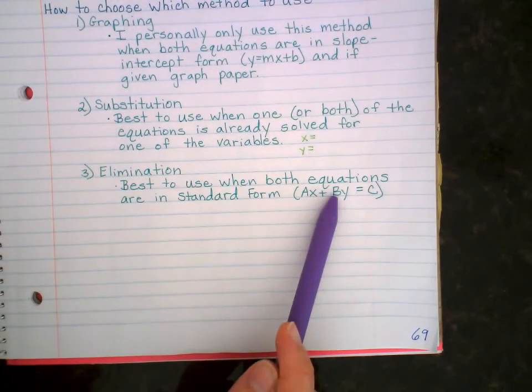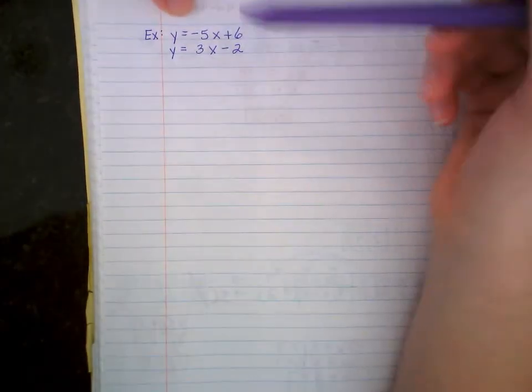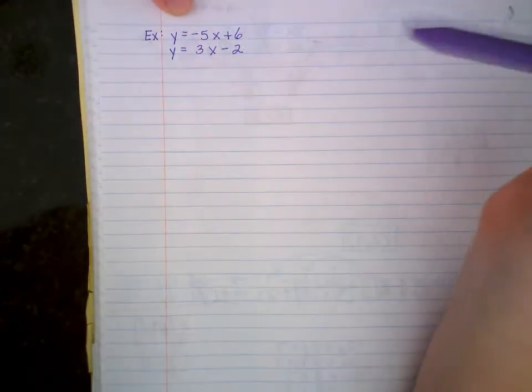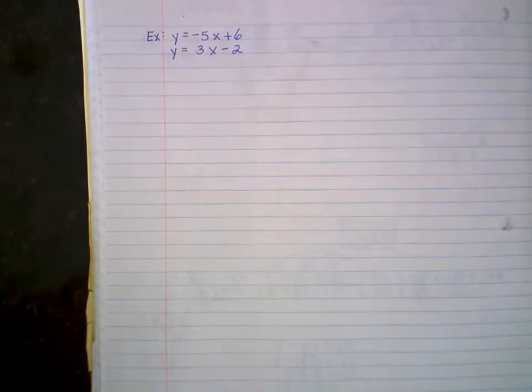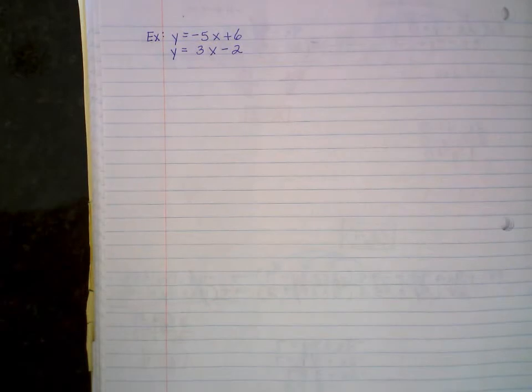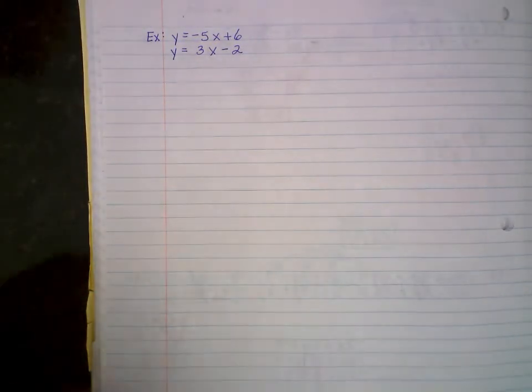Elimination is best to use when both equations are in standard form. So both equations are not in standard form. Actually, neither equation is in standard form. They're in slope-intercept form. Now, you could still do elimination on this equation also. It's just not the most advantageous. So, let's break it down.